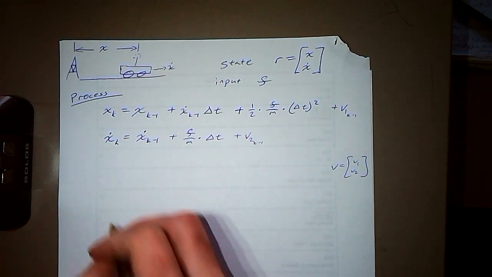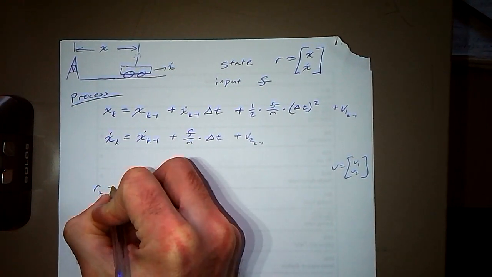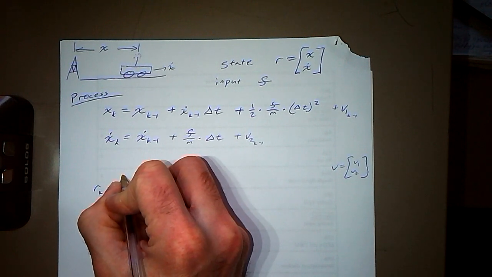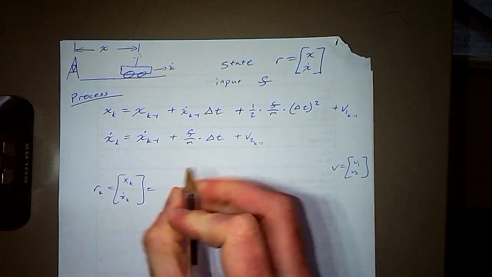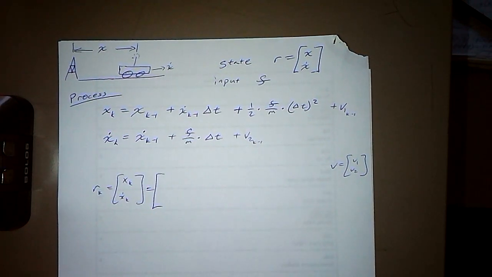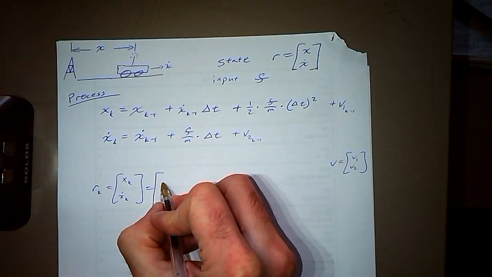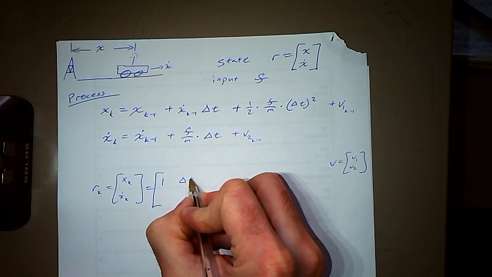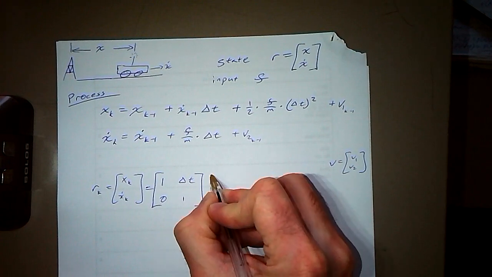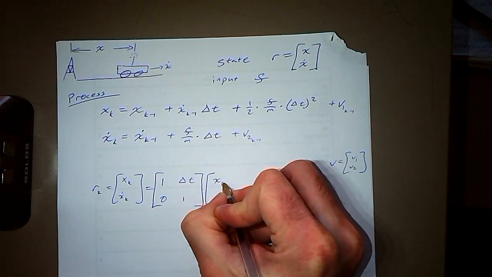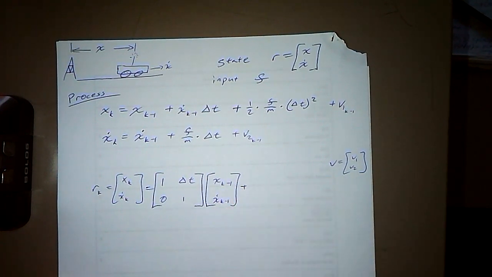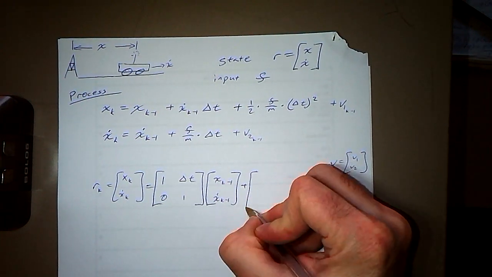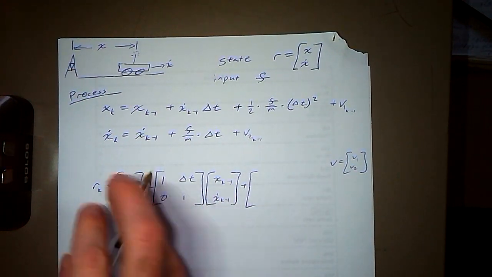So rewriting this in matrix form, we have the state vector r of k, or I'm sorry, the state at time k, which is equal to x of k and x dot k. That's equal to a matrix F times the state at time k minus 1. So that's 1, delta t, 0, and 1. We multiply that by the state at k minus 1. And then we have input matrix B times the input. All these matrices are just coming from these two equations here.